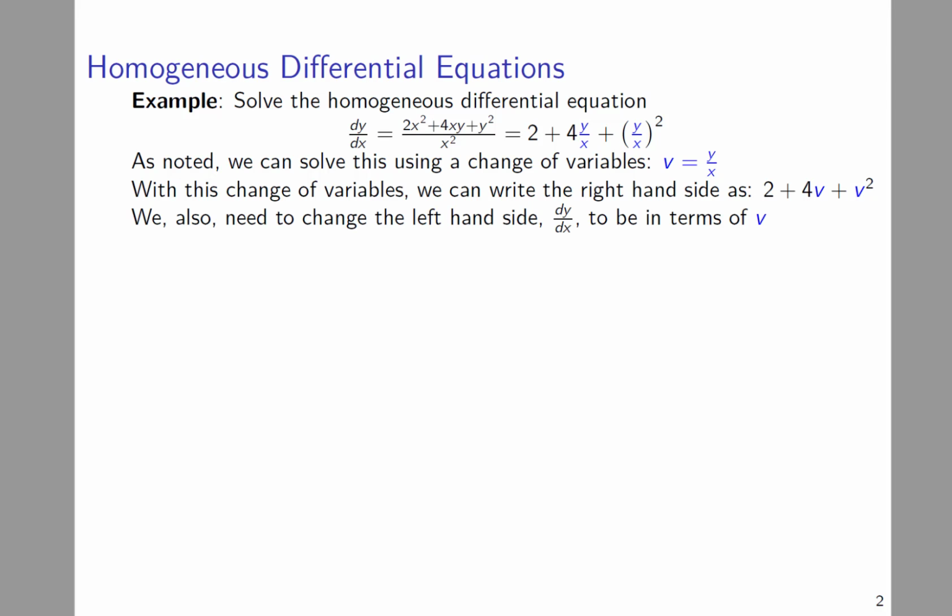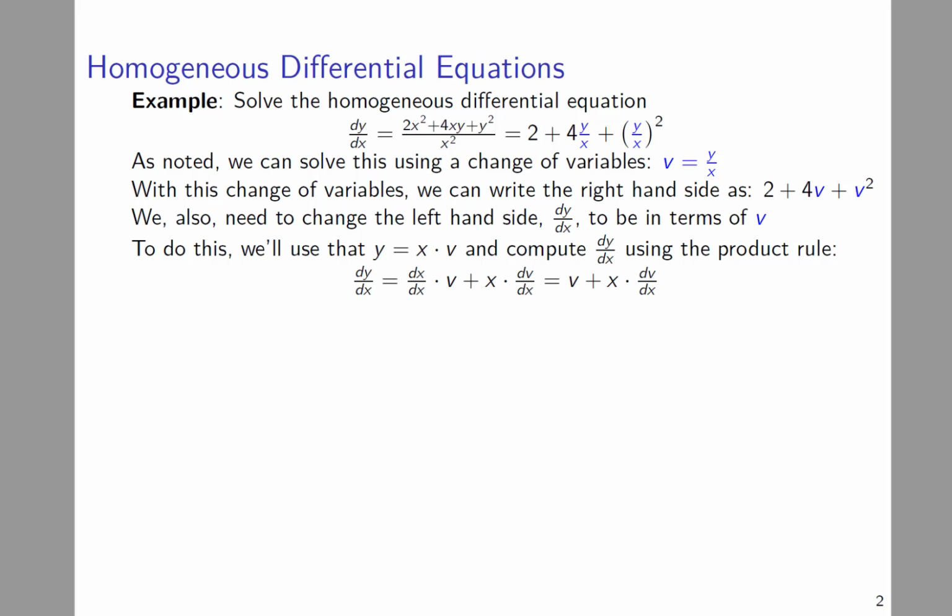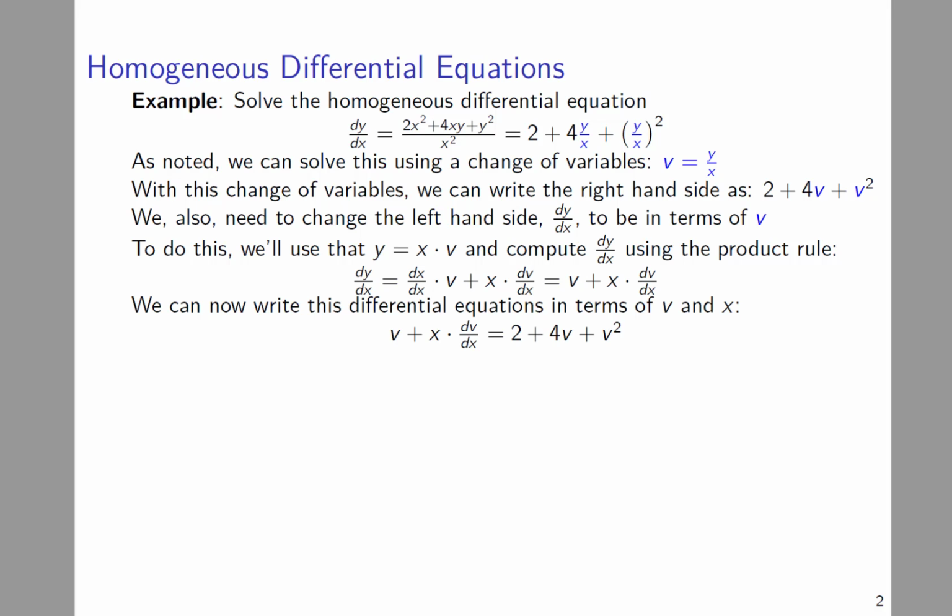But we also need to change the left-hand side to be in terms of v as well. To do this, we'll use that y equals x times v from v equals y over x and compute dy/dx using the product rule. Doing this, we'll have dy/dx equals the derivative of x times v plus x times the derivative of v. But the derivative of x is just 1, leaving us with dy/dx equals v plus x times dv/dx.